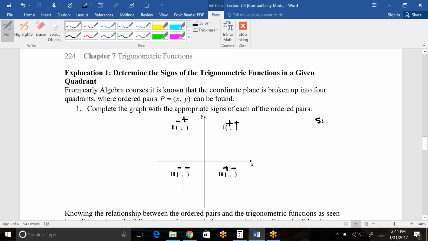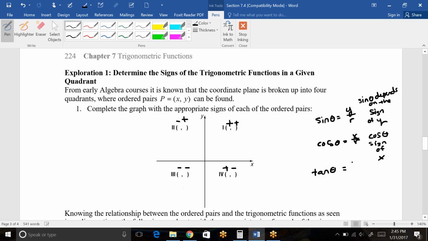So remember that sine of theta had to do with y divided by the radius. And if your radius is 1, or if your radius is any positive number, all that matters is the sign of y. So sine depends on the sign, S-I-G-N, of y. Cosine theta is x over r. So for cosine theta, we need to know the sign of x.